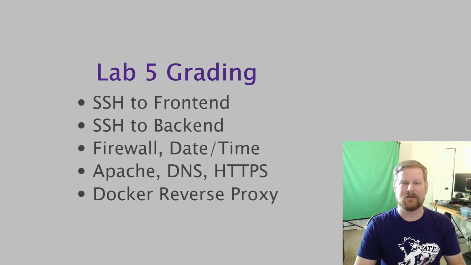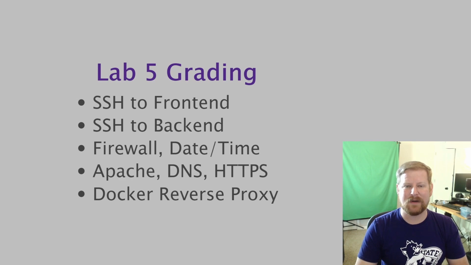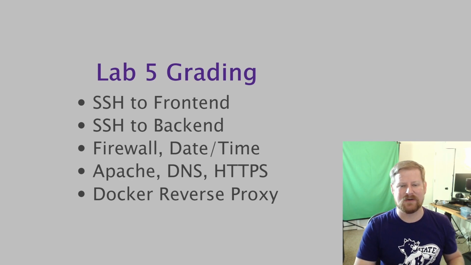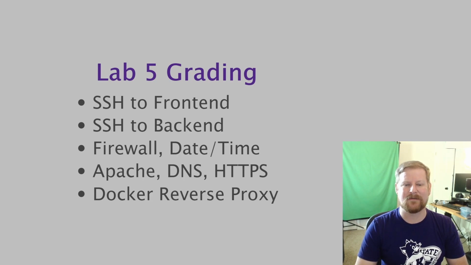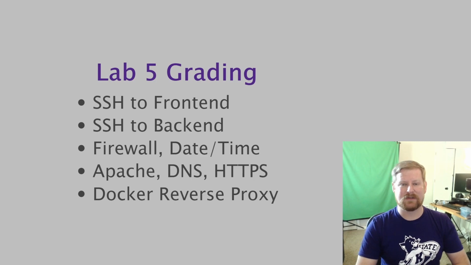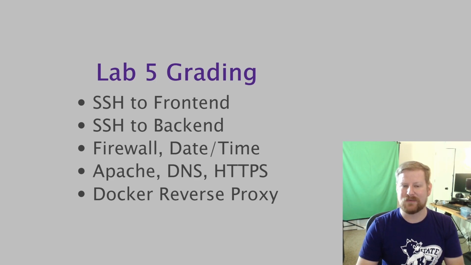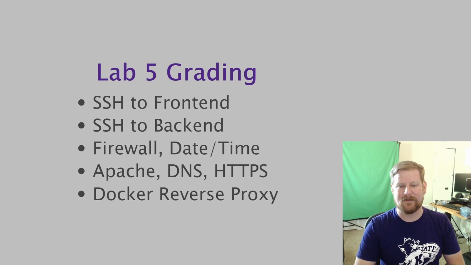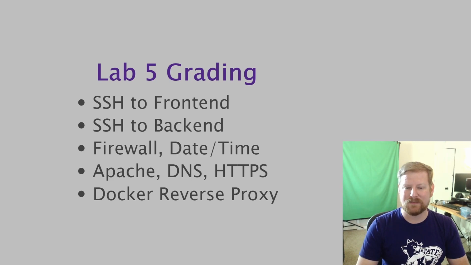Monday. So for Lab 5 grading today, the biggest thing I'm going to check is that you can SSH from your system to the front end, and that I can also use the grading SSH key to get into your front end, and then that we can SSH from your front end to your back end. We'll also do things like checking the firewall, the date and time configuration. We're going to check Apache DNS and make sure that HTTPS is working, so Apache is running on your back end. And then on your front end, you should have Docker with Docker reverse proxy set up.